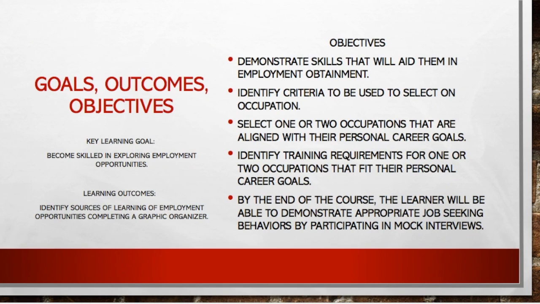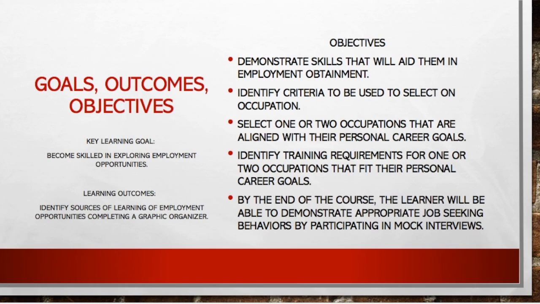The next step was looking at goals, outcomes, and objectives. And for my curriculum, my key learning goal is for my students to become skilled in exploring employment opportunities. And their learning outcome is to identify sources of learning of employment opportunities completing a graphic organizer. We've found over the years that with special needs students, they're very visual, so a graphic organizer is probably one of the best things you can do to help students remember and understand the process. We're going to help them.